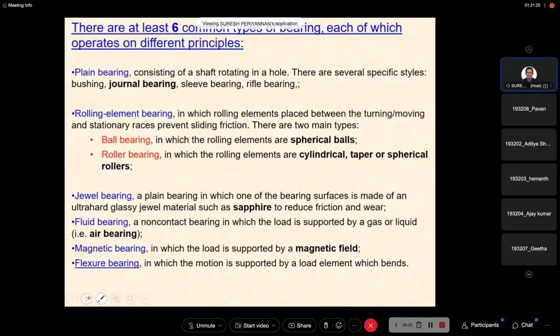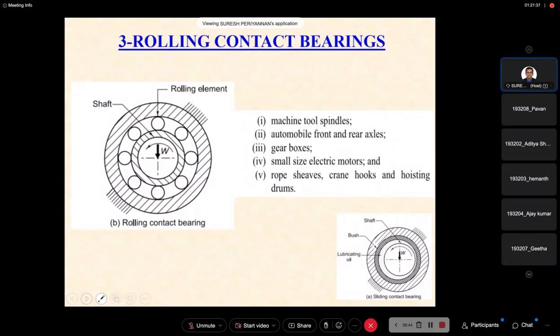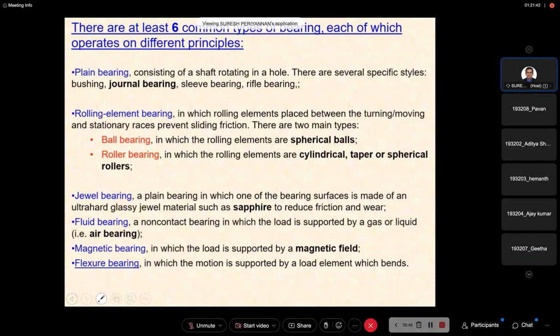Okay. Now I come to this. There are at least six common types of bearings, each of which operates on different principles. Now, one by one we are going to discuss later. First we see the outline of this. First, the plain bearing consists of a shaft rotating in a hole, which is what we discussed as the journal bearing. Here there are several specific styles: bushing, journal bearing, sleeve bearing, and flexure bearing. These are under sliding contact bearing.